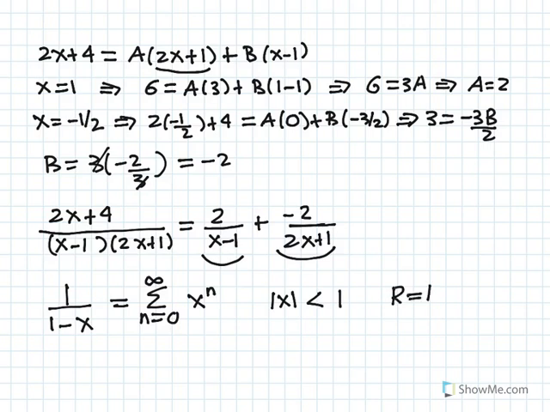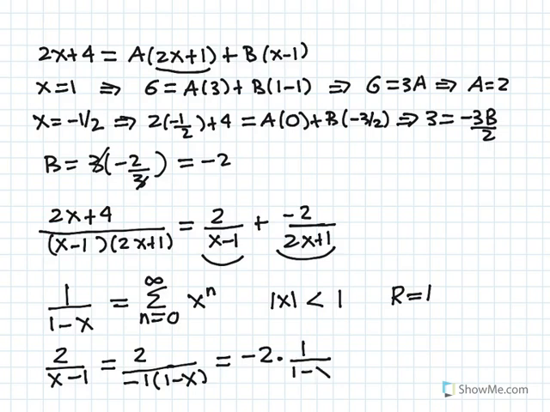So let's look at the first fraction, 2 over (x - 1). How can we make it fit the pattern of a geometric sum? So I'm going to factor out minus 1 from the denominator. We get negative 1 times (1 - x). And we can write this as negative 2 times 1 over (1 - x). And now we have the sum of a geometric series. So we get minus 2 times the summation n equals 0 to infinity of x to the power of n.